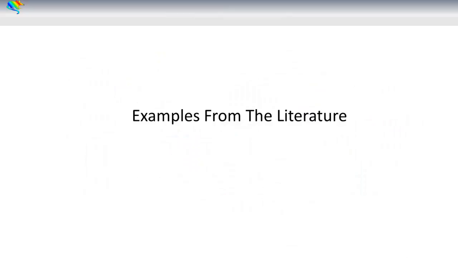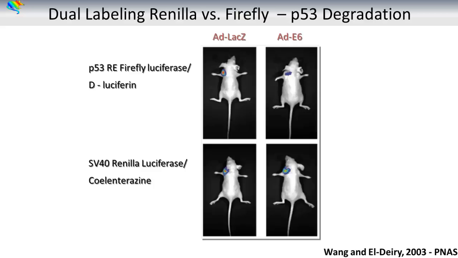Examples from the literature. This is one of the earliest dual reporter in vivo publications by Drs. Wang and Adjei, illustrating tumor cells with SV40 constitutive Rhinella luciferase expression and p53 response element-driven Firefly luciferase expression. As you can see, adenovirus E6 effectively degrades p53, decreasing Firefly luciferase light emission. Adenovirus lacZ serves as a negative control.